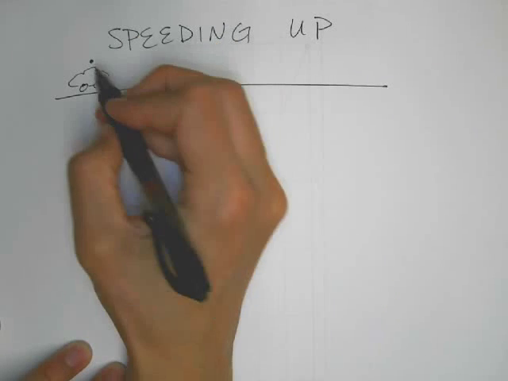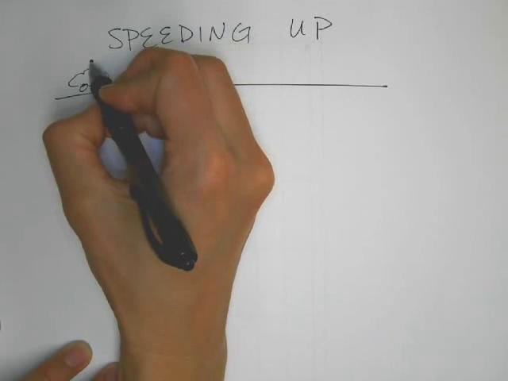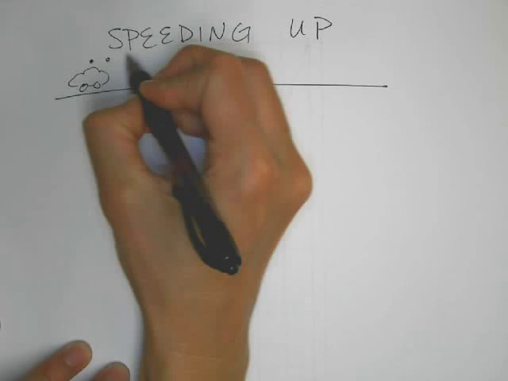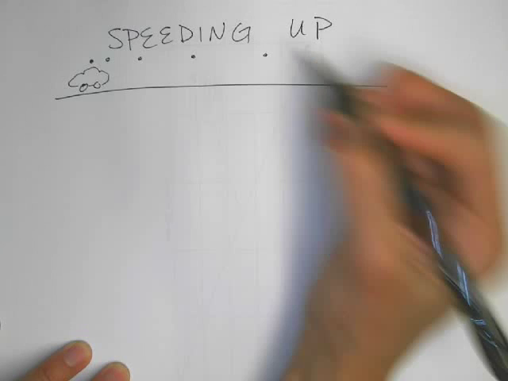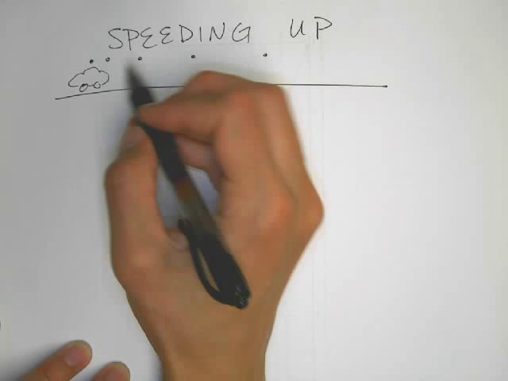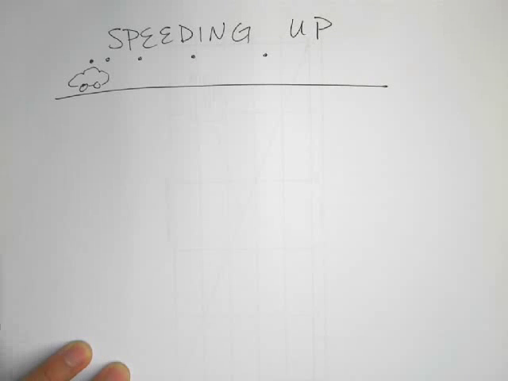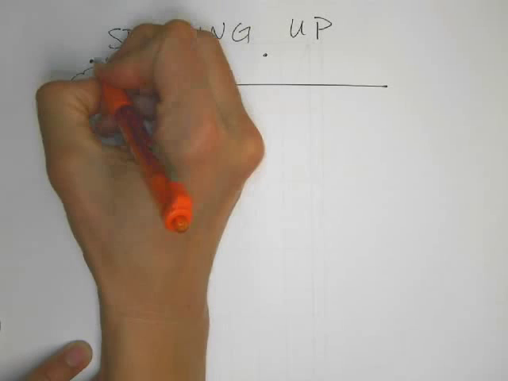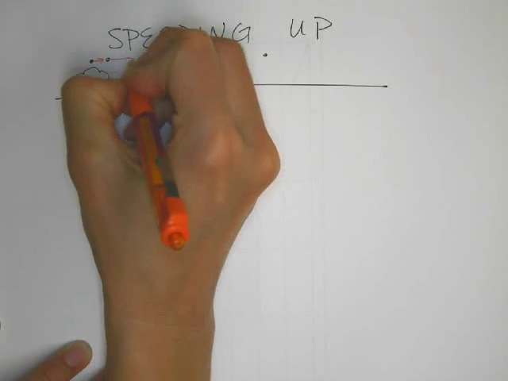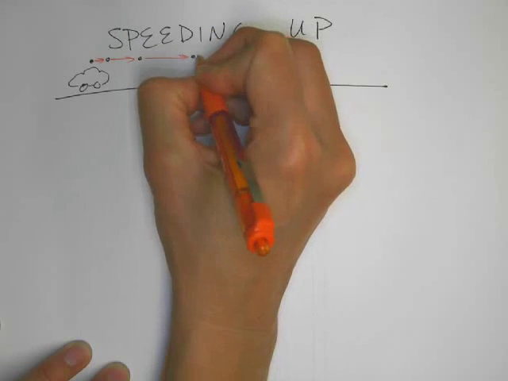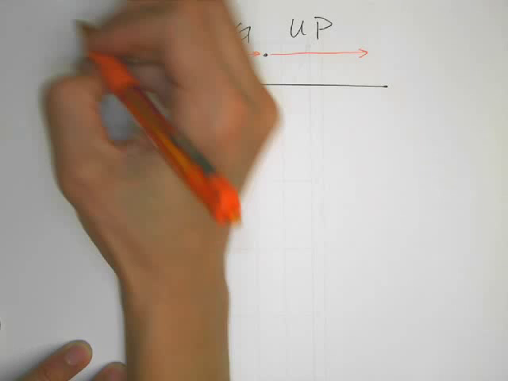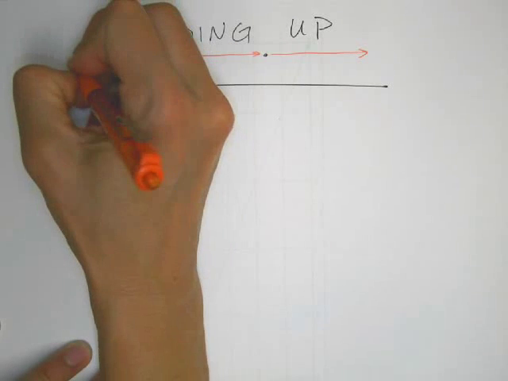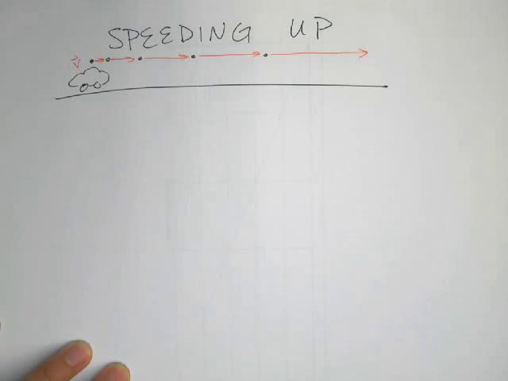Put a dot to represent its position every second. So it's here, and it's here. And as time goes on, with every second, the car covers more and more distance. So I can put some velocity arrows on here. The length of this arrow represents how fast the car is going, and the direction the arrow is pointing represents the direction the car is traveling.